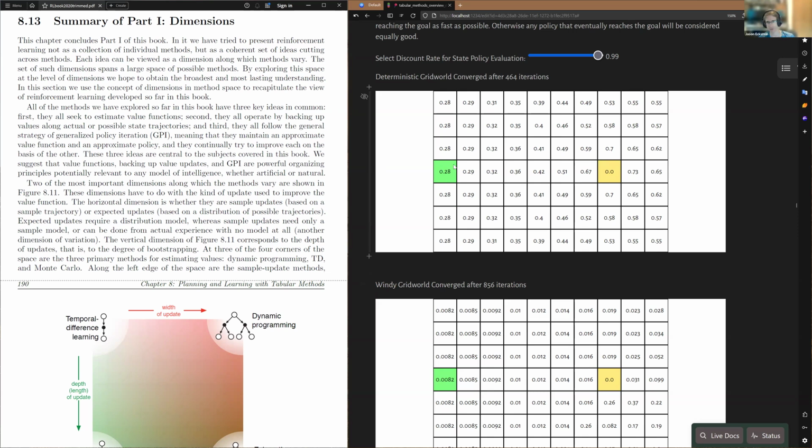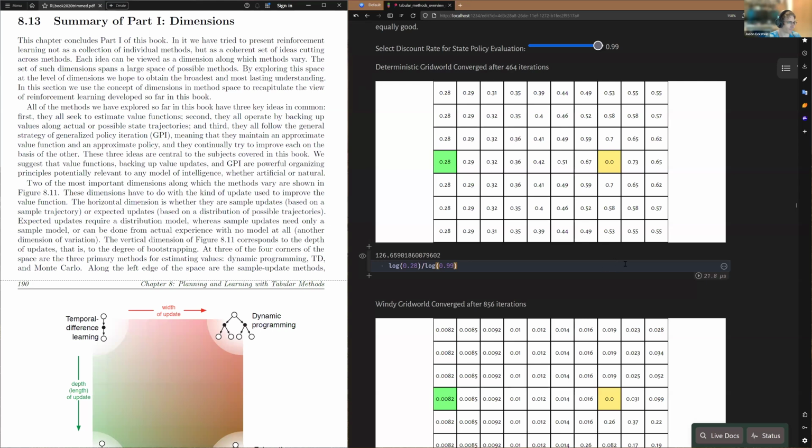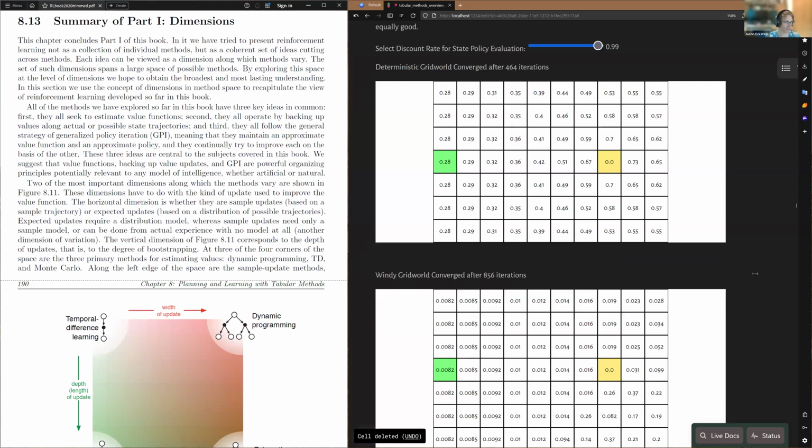You can also convert this to an estimate of the number of steps, because it should be the log of this value divided by log gamma, right? I believe that's correct. We can try it here. Okay, so 126 steps or something, it seems like quite a lot.